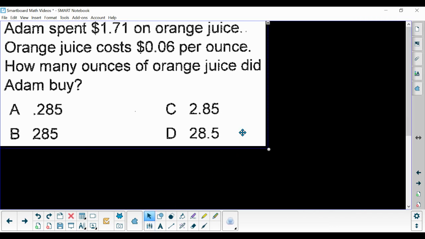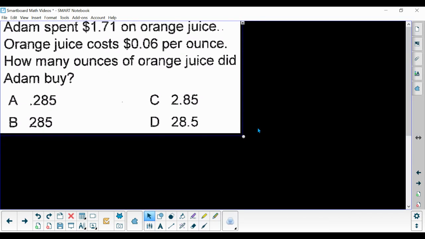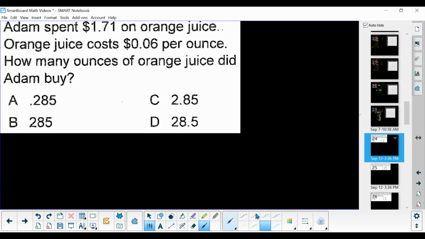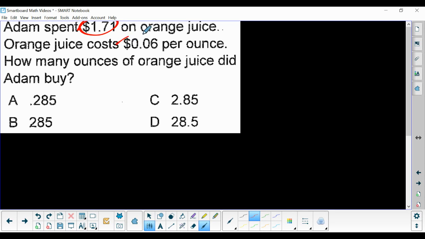This is a word problem, and this is more of what you're going to see in the STAR test. Your questions don't usually look like this, where it's all nice set up for you. You have to read carefully. Make sure when you're reading a question, you circle your numbers and also any keywords. The word per. When you see the word per, more than likely you're going to divide. But that's not always the case. Sometimes you might have to multiply, add, or subtract.